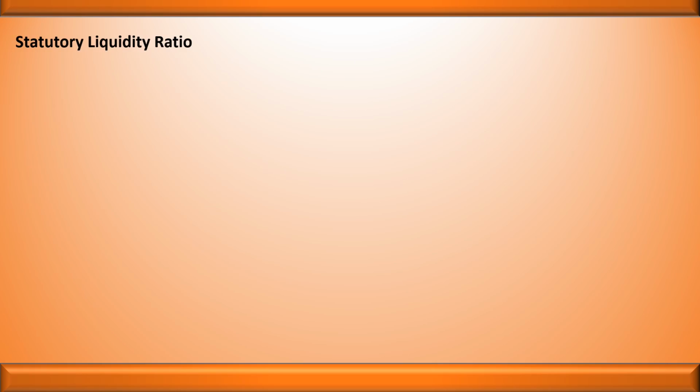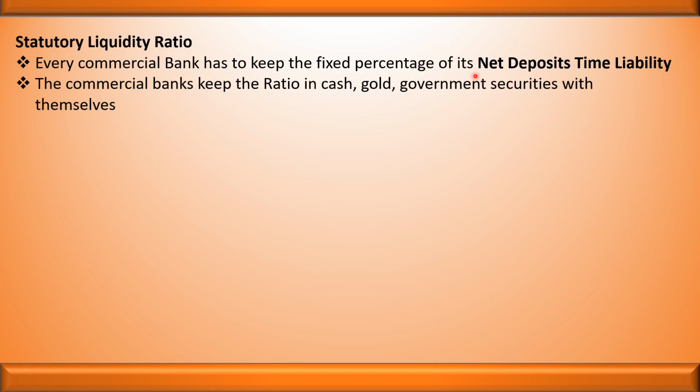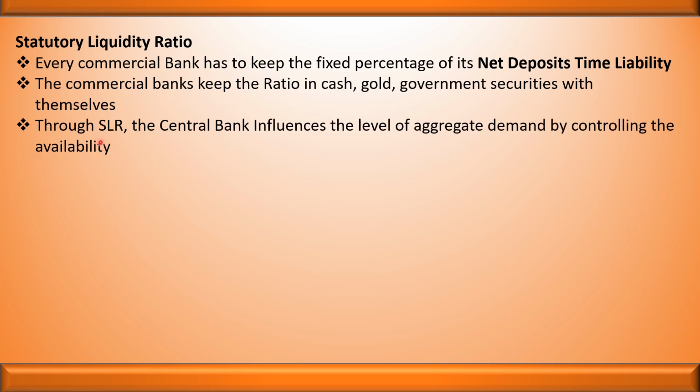Now let us see the next thing, that is the statutory liquidity ratio. Every commercial bank has to keep a fixed percentage of its NDTL, net demand and time liability, with themselves. The commercial bank keeps a certain percentage of NDTL with themselves in the form of cash, gold and government securities. Through the statutory liquidity ratio, the central bank controls the supply of money and checks the problem of inflation and deflation.